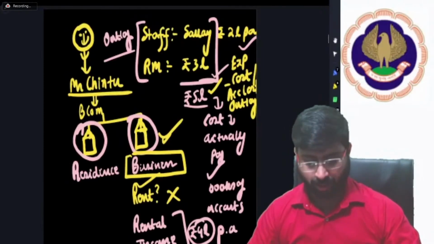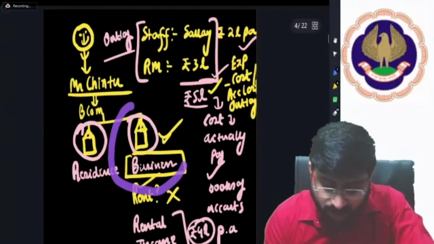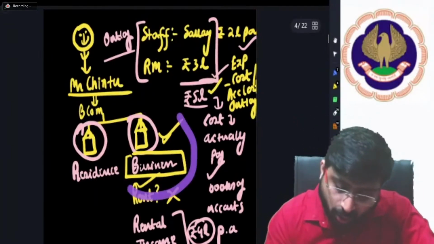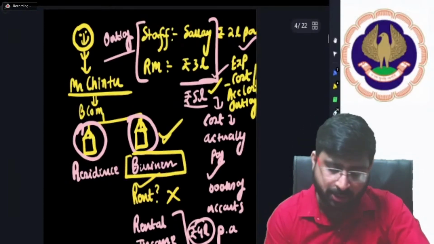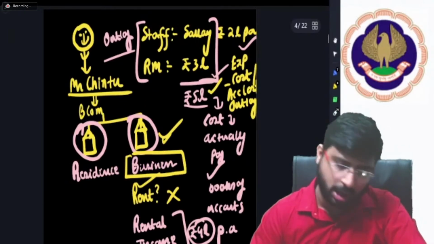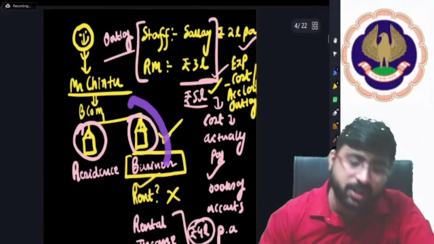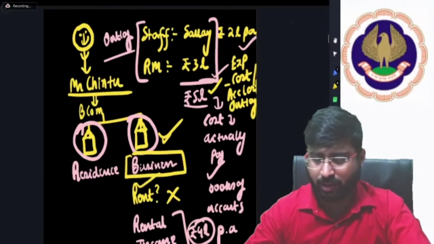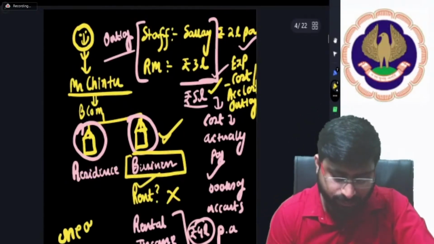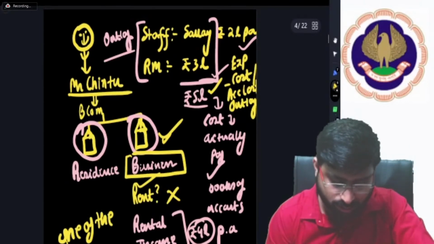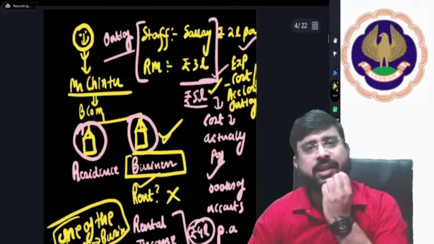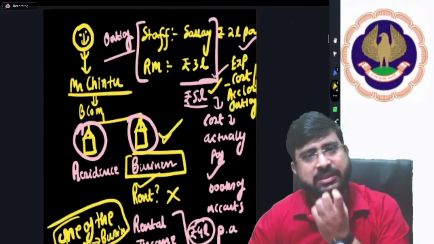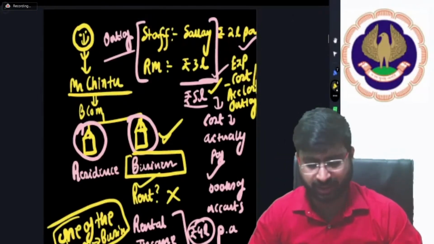Now pay attention. When Mr. Chintu has to do a business, he decided that out of the two houses, Mr. Chintu will be using one of the houses for business purposes. Mr. Chintu has decided that he will be using one of the houses for business purposes. That's easy, sir. Very easy.